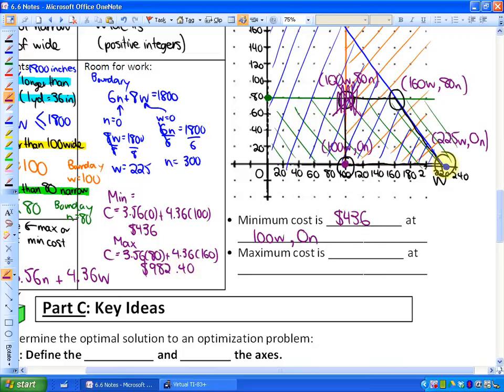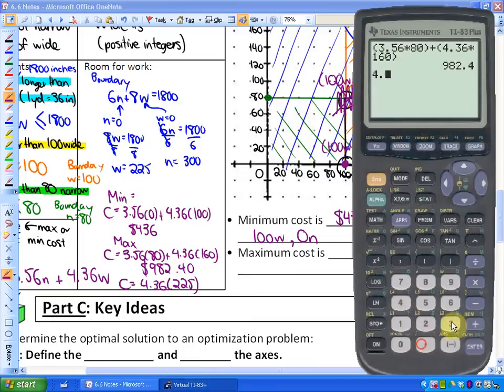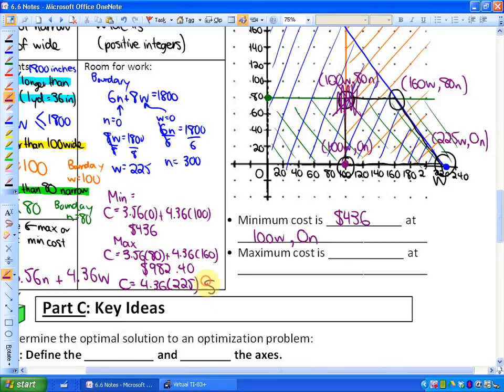Let's find out the cost of 225 wide boards. Well, that cost would be $4.36 times 225, because there are no narrow boards. So 4.36 times 225 wide boards is $981, which is cheaper. If you look at these two costs, the more expensive cost is that one right there, $982.40. And that would be at the point where we have 160 wide boards and 80 narrow boards. And that is that particular type of problem.